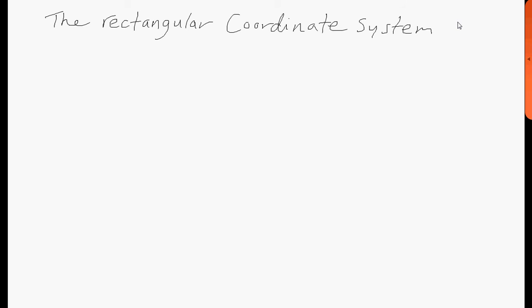Okay, the rectangular coordinate system. Before we define the rectangular coordinate system, we need to know what a real number line is. Consider the line that stretches to infinity on the right, so it goes to plus infinity, and it stretches to negative infinity on the left. Then any point on this line can be described by one number.